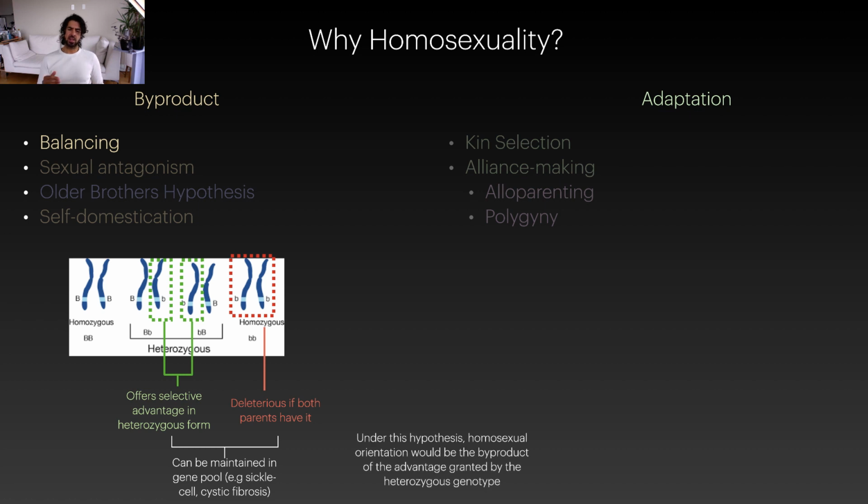If that's the case, what that means is that homosexual orientation would be the byproduct of whatever it is that is advantageous about having the heterozygous version, about carrying just one version of that allele. Now, there's no specific evidence for this, but it is an interesting possibility about how these types of things can be maintained in the gene pool and not eliminated. If there's a sufficient fitness advantage of having just one copy, it can swamp the effect of a negative fitness cost of having 2 copies in those rare situations.